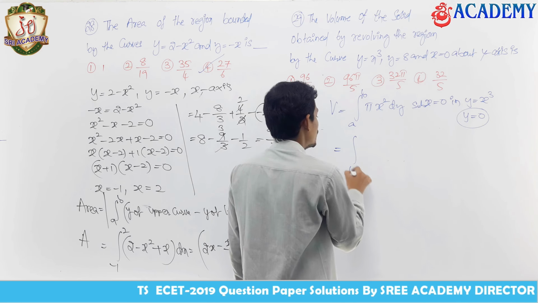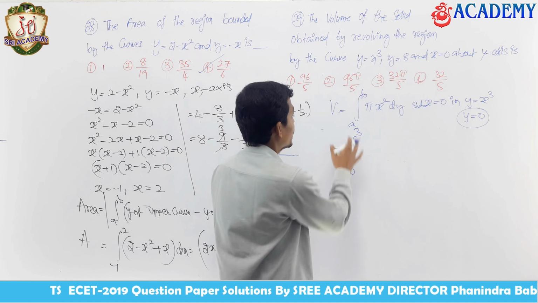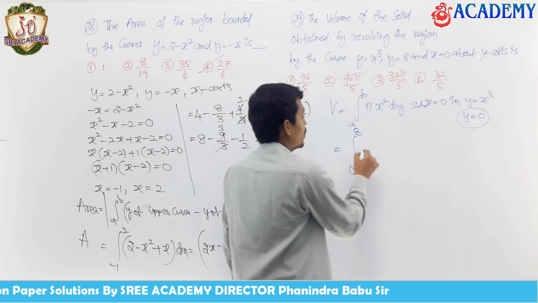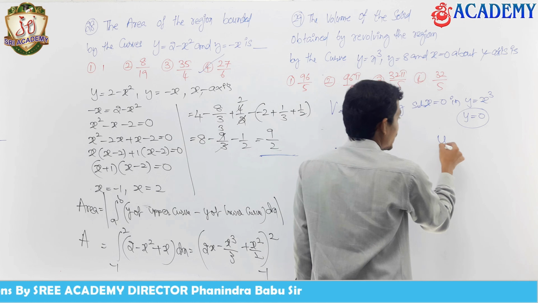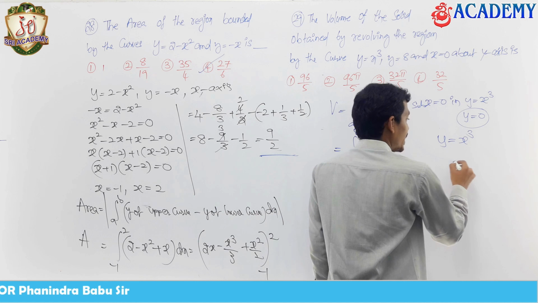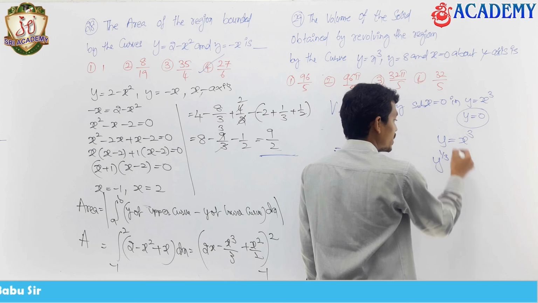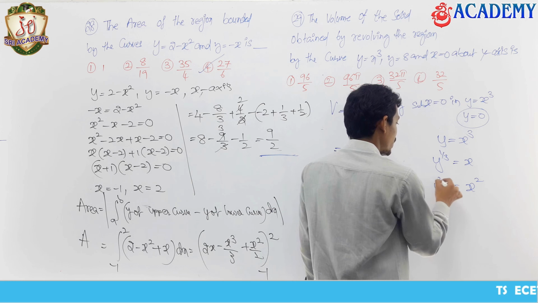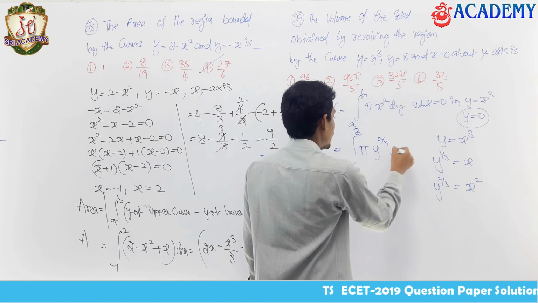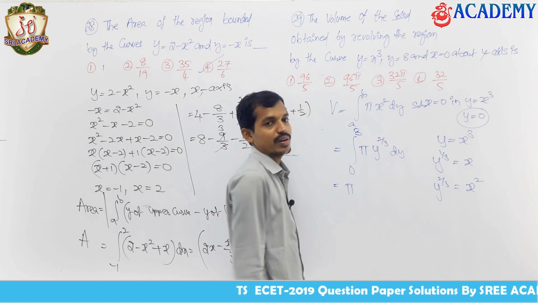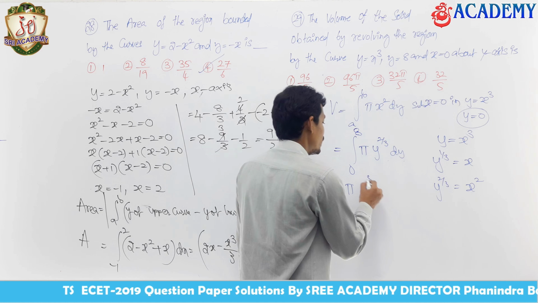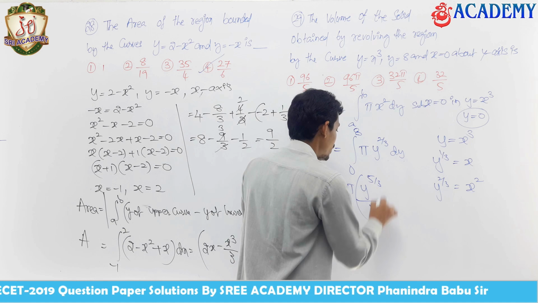Now substitute here: integral from 0 to 8, it is not 3. Here y equal to 8, and the other y equal to 0. Next, pi into x square, and y equal to x cube is there. From here you have to write x, that is x equal to y to the power of 1 by 3. Now x square equals y power 2 by 3. Now y power 2 by 3 dy. Now simplify, pi outside, integration of y to the power of n gives y to the power of n plus 1, that is y to the power of 2 by 3 plus 1, which is 5 by 3, divided by 5 by 3, from 0 to 8.